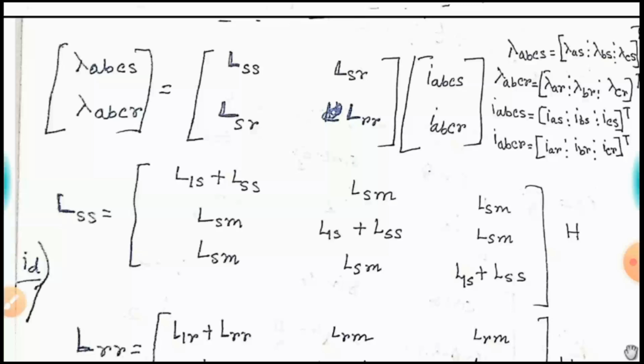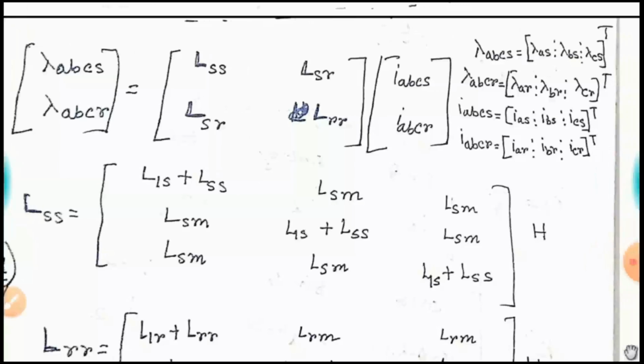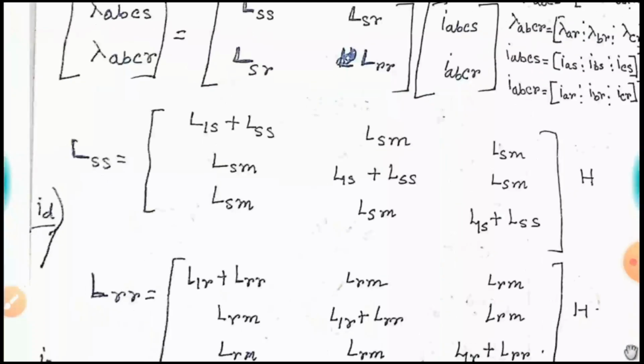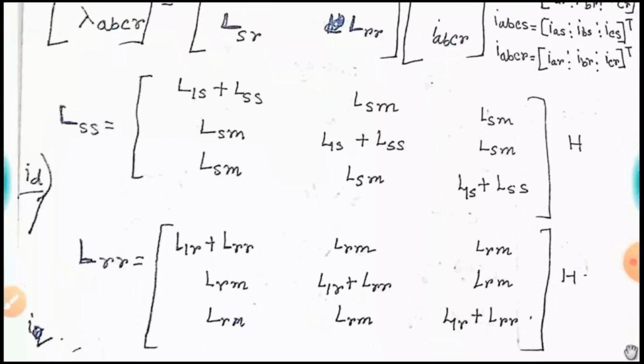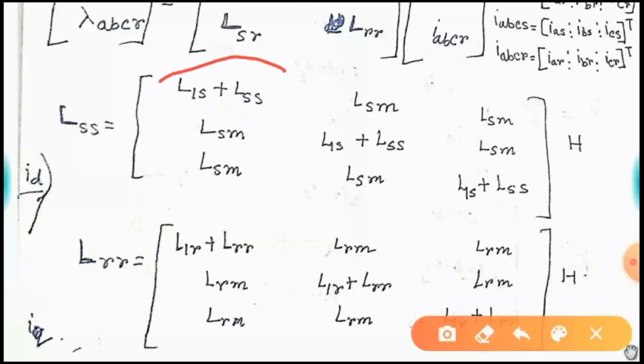So this is all about it, and here you can see this lambda abcs. You are already acquainted with the definition of these vectors: lambda abcs, the three stator vector, three rotor vector. So there is nothing new to explain. And here one thing is important: this LLS plus LSS means leakage plus self inductance, and all the diagonal terms are like this.